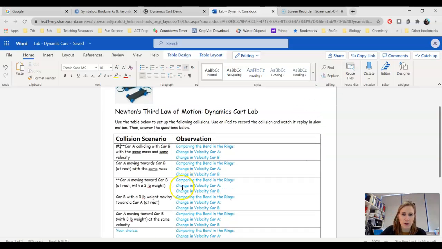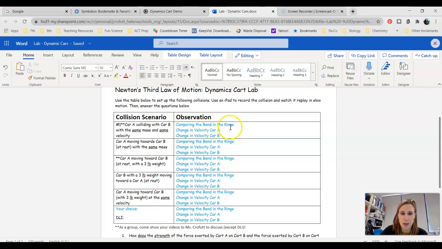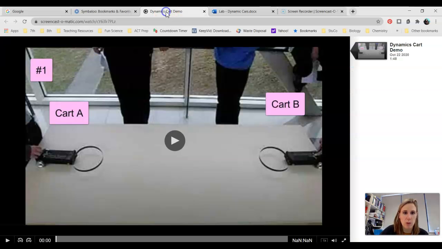What you'll be looking for as far as observation goes is comparing the bend in the rings. You'll tell me what the bend in the rings looks like for each of those carts. If you're doing this right, you should get the same answer for all of these. After they collide, what does the change in velocity of cart A look like? You aren't going to give me a number for velocity, just an observation. Same thing for the change in velocity of cart B. Let's watch this first collision. It's in slow motion, so you can really see how the rings in the front compress when they're subjected to a force.